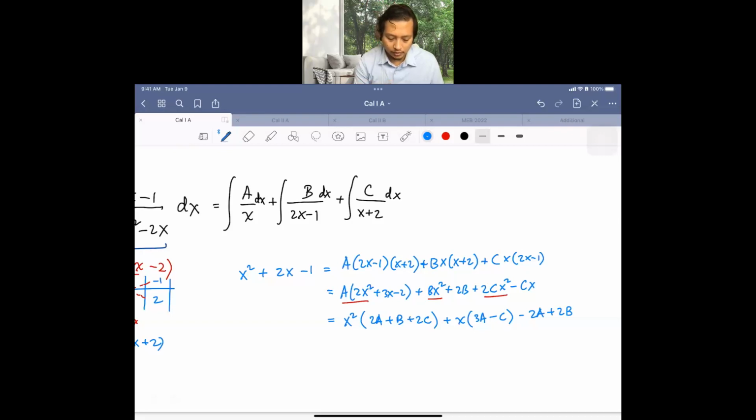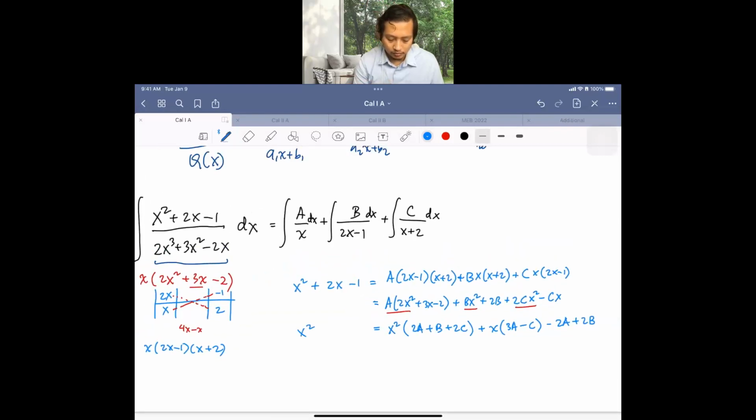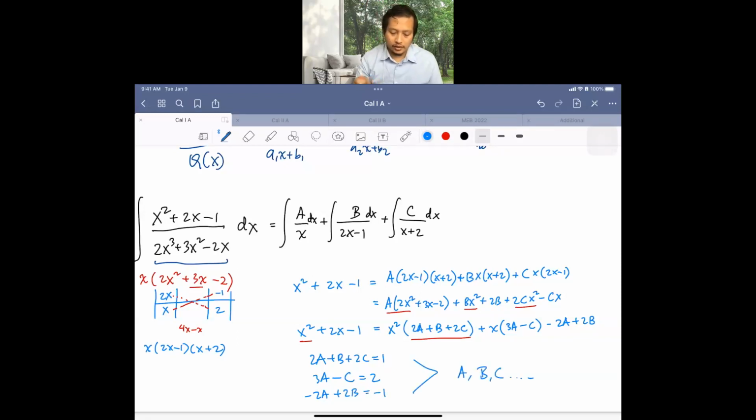Okay, and then we can equate both sides, so x squared should be equal to 1, right? So 2a plus b plus 2c equals 1, and then 3a minus c equals 2, and then 2b minus, or maybe minus 2a, equals minus 1. And then you can solve this and find a, b, and c. Okay, you can try on your own.